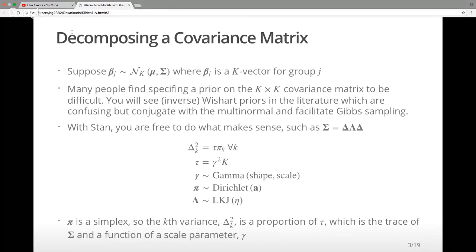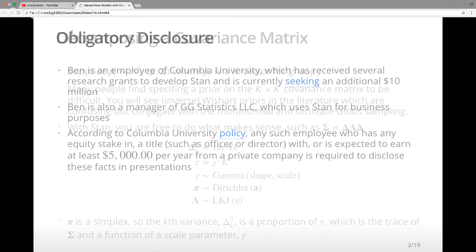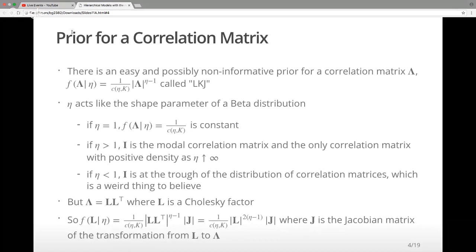And so we have like 4 levels of decomposition here. We're decomposing sigma into delta and lambda, decomposing the variances into tau and pi, decomposing pi into gamma squared by k, taking gamma to be primitive, taking pi to be primitive, and then decomposing lambda into L times L transpose and putting sort of the LKJ prior for Cholesky factors on L. And those defaults work pretty well, incredibly well, really, in rstanarm.